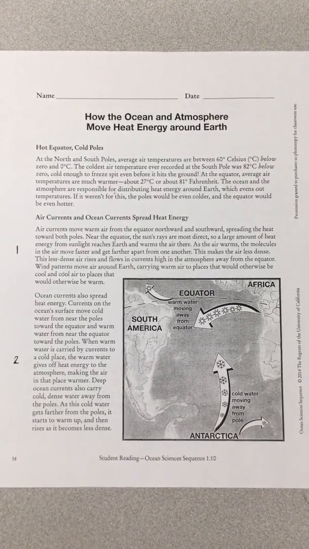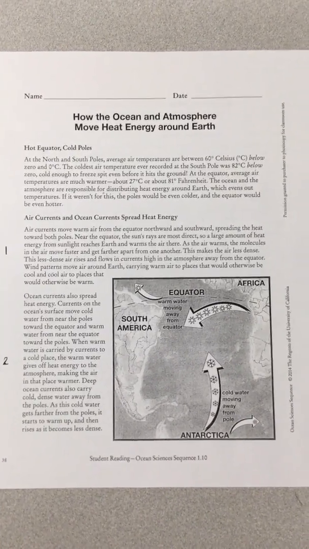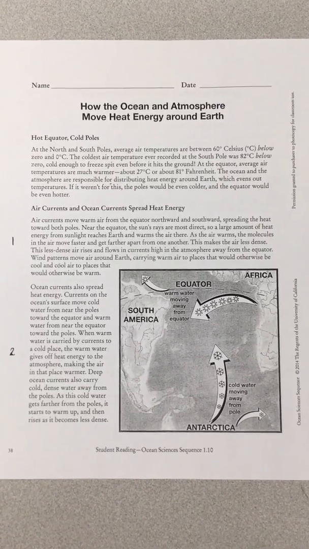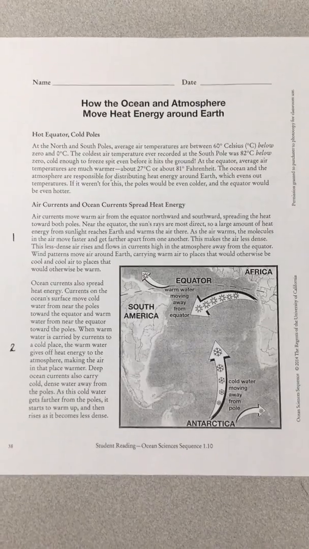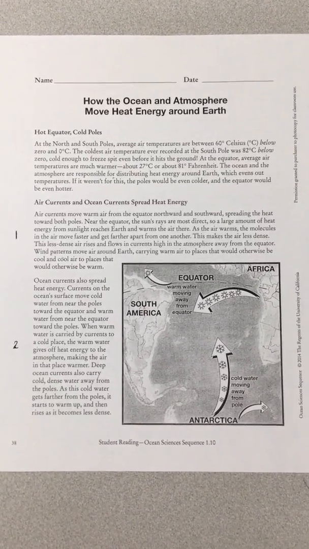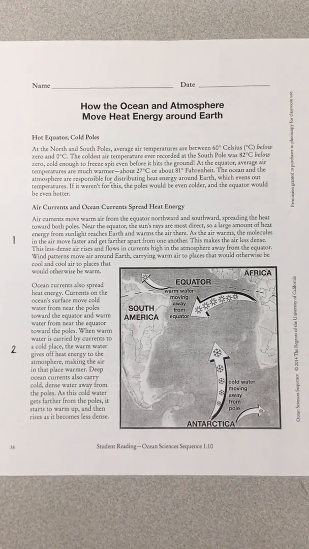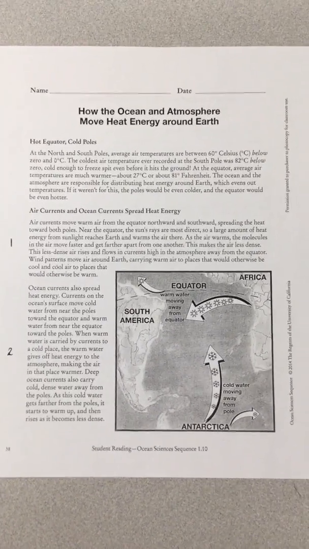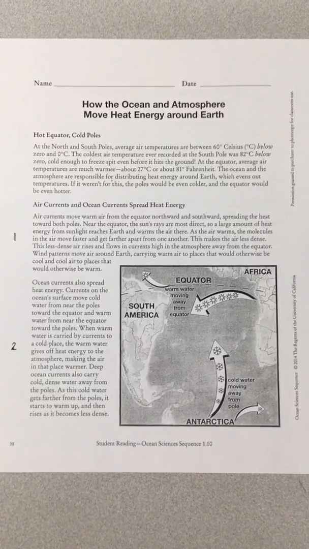How the ocean and atmosphere move heat energy around Earth. Hot equator, cold poles. At the North and South poles, average air temperatures are between 60 degrees Celsius below zero and 0 degrees Celsius. The coldest air temperature ever recorded at the South Pole was 82 degrees Celsius below zero, cold enough to freeze spit even before it hits the ground.